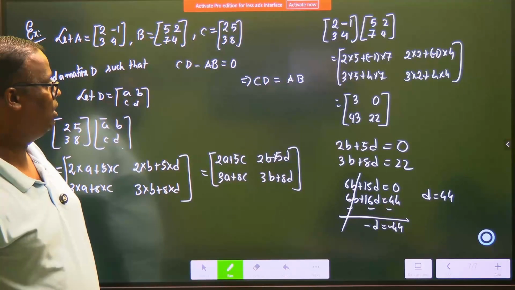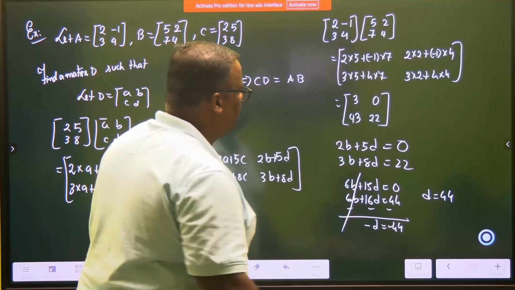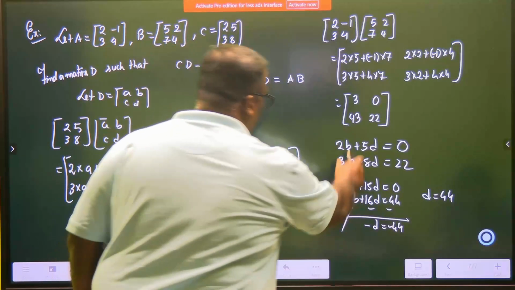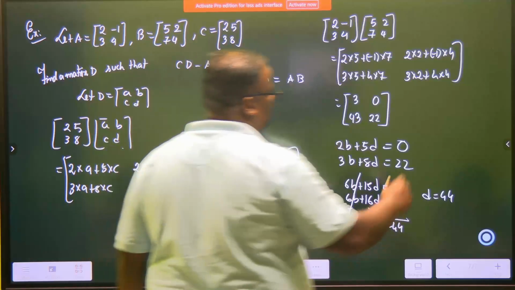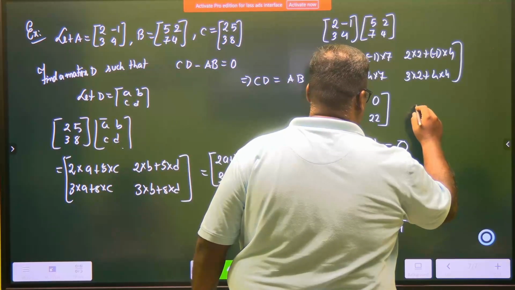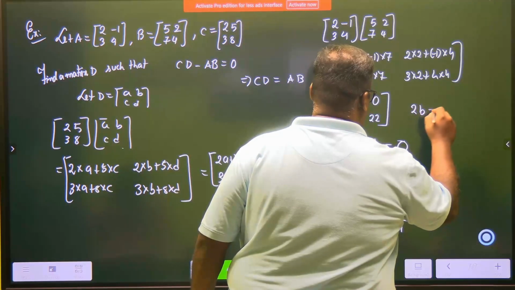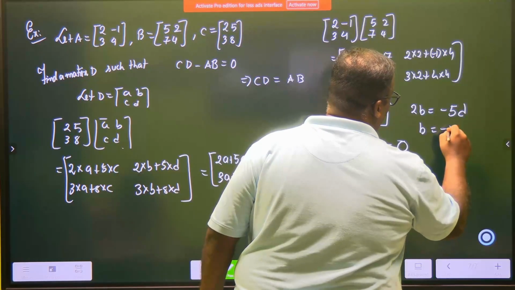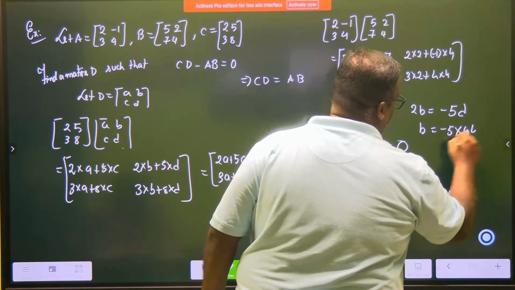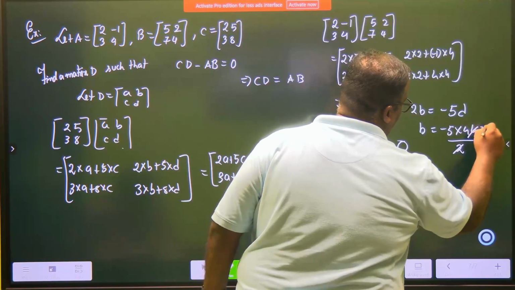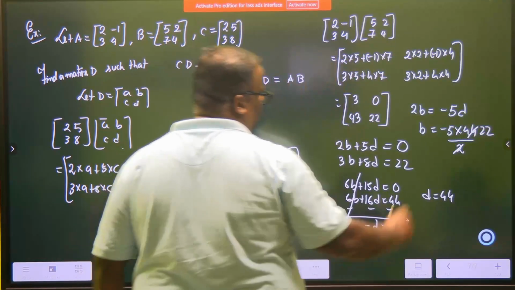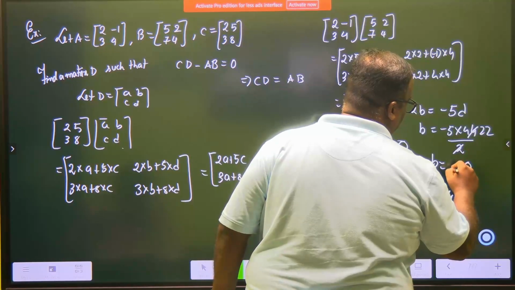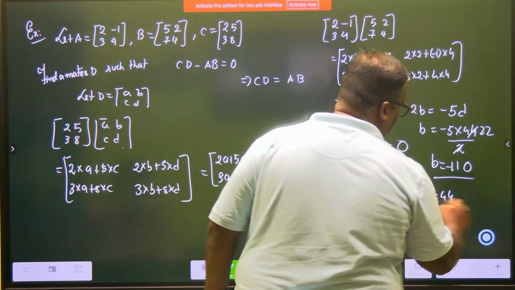Yeah, D is equal to 44. Then if D is equal to 44, you can find out the value of B. So 2B is equal to negative 5D, or B is equal to negative 5 into 44 divided by 2. So that's 22, right? So B's value equals negative 110.